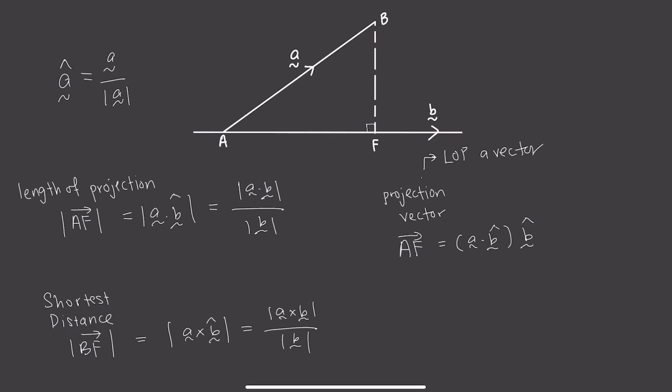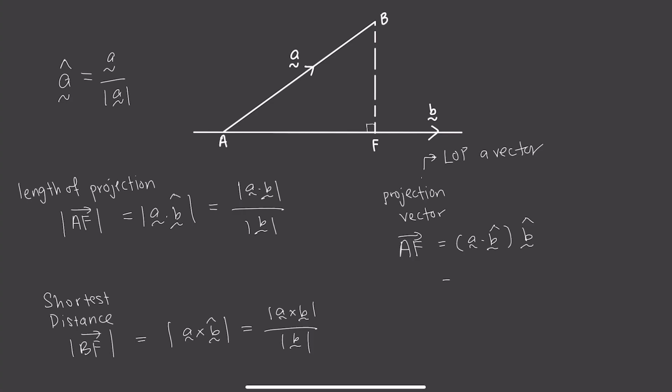Notice that in this formula, there is no magnitude anymore. It's a round bracket. The reason why this is a round bracket is because projection vector is a vector, and vectors have both magnitude and direction. That's why you omit the modulus sign.